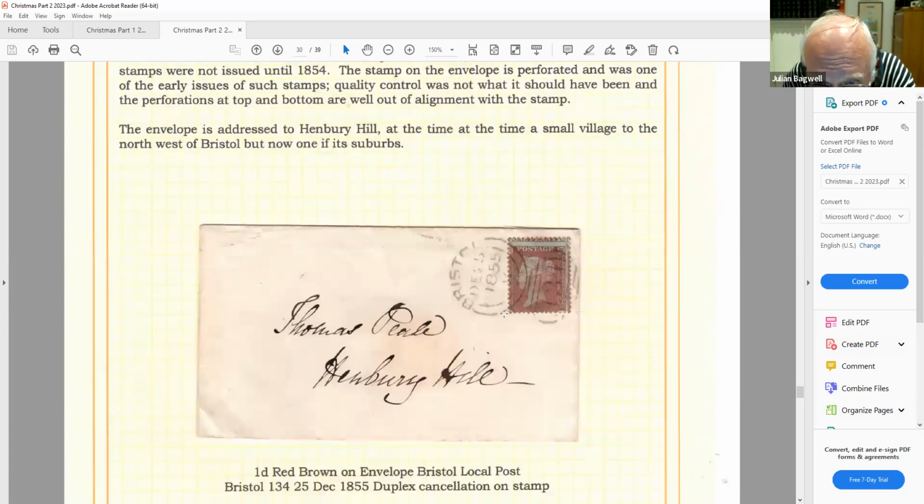This is an example of a duplex cancel. You can see the Bristol, December the 25th, 1855 here. Rather poorly perforated stamp. Perforations came in when Archer developed his machine in 1848, and in 1850 on a trial basis perforation was introduced, but clearly it took some time to get things right. And this is 1855, Bristol local post, but with a nice duplex cancel on it.